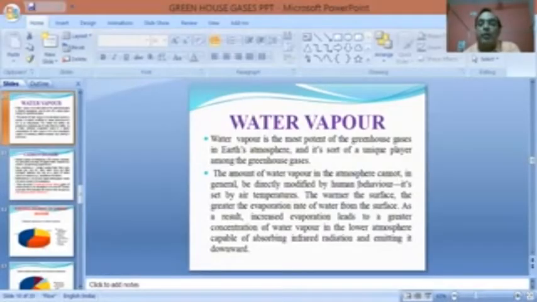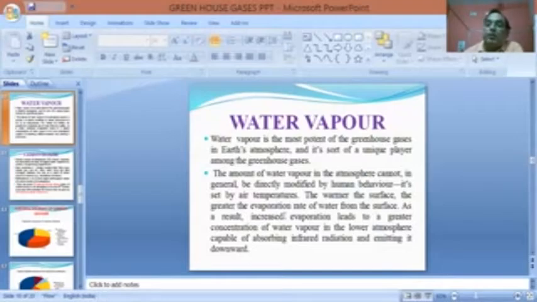Water vapor, in general, cannot be directly modified by human behavior. It is set by air temperature. The warmer the surface, the greater the evaporation from the water surface, leading to more and more accumulation of water vapor. And if more water vapor accumulates, it will hinder the escape of thermal radiation into outer space, and it will lead to the warming of the global temperature and climate. So this is having a positive feedback effect, you can say.